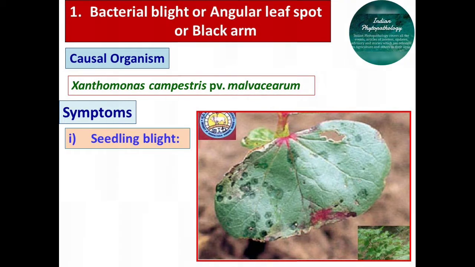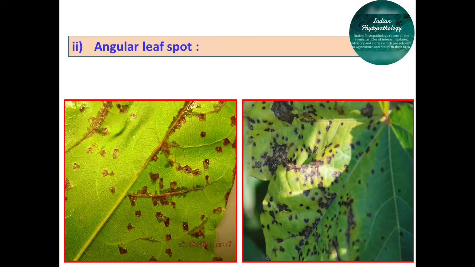Another symptom is angular leaf spot. In angular leaf spot, small dark green water-soaked areas develop on the lower surface of leaves, and they enlarge gradually and become angular when restricted by the veins and veinlets, and the spots are visible on both surfaces of the leaves. As the lesions become older, they turn reddish brown and the infection spreads to the veins and veinlets. So these are the symptoms of angular leaf spot, and their shape is angular due to the restriction by these veins and veinlets.